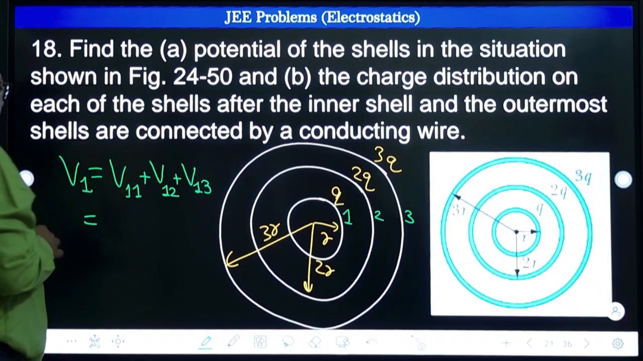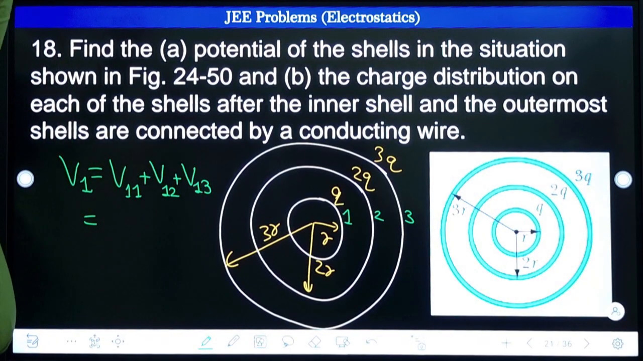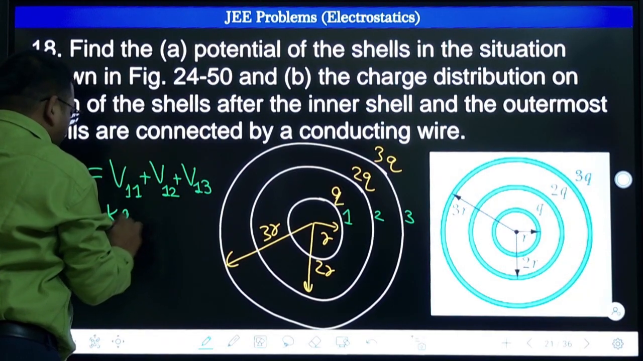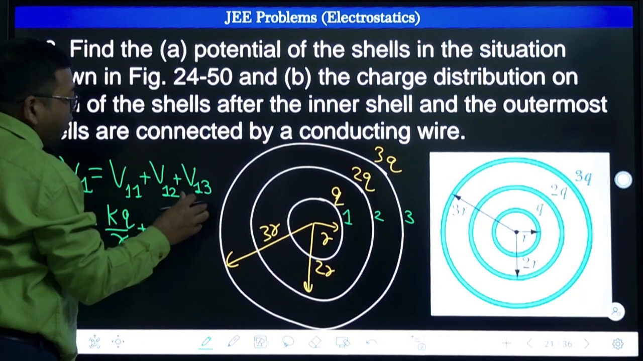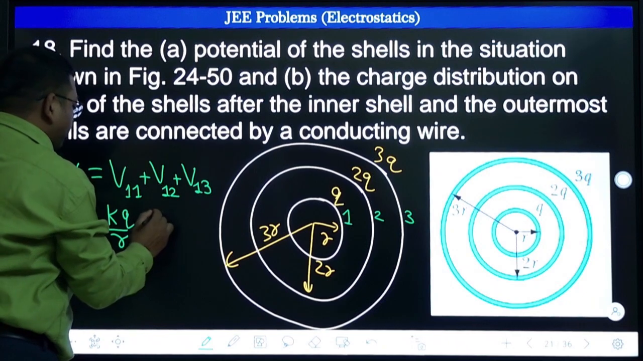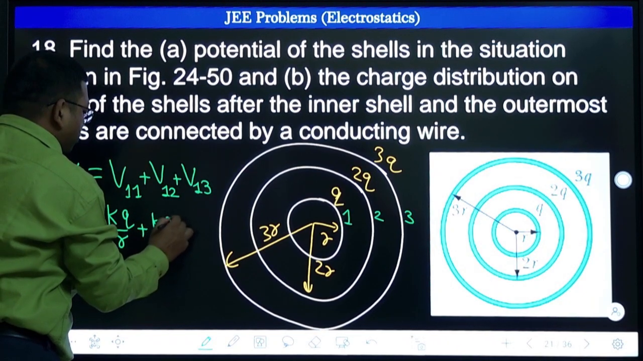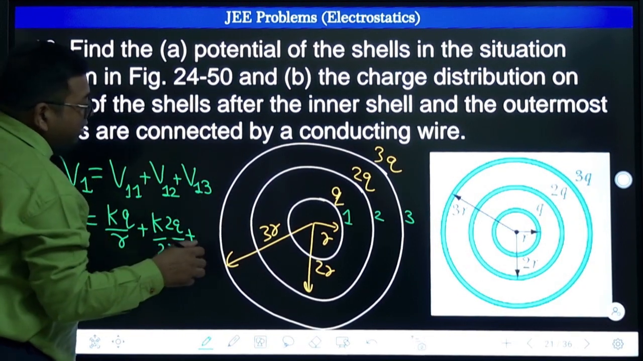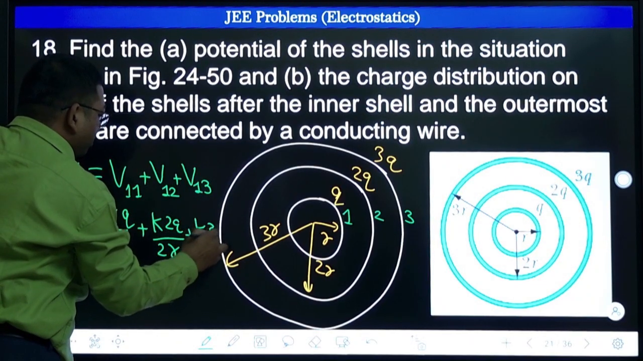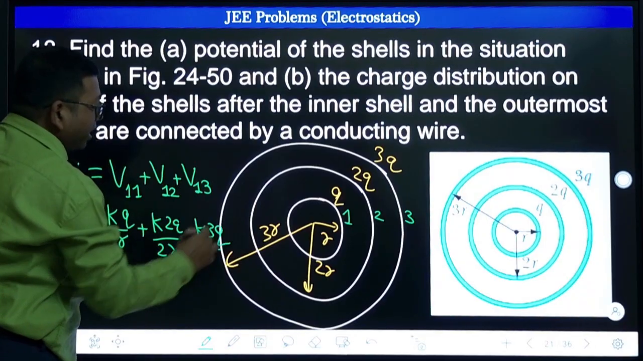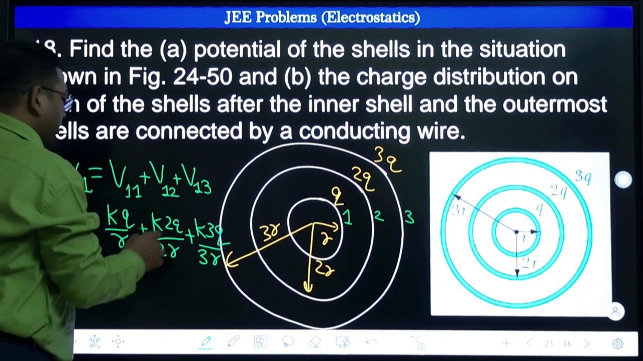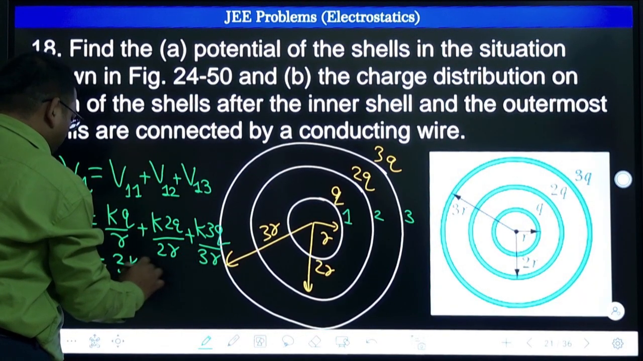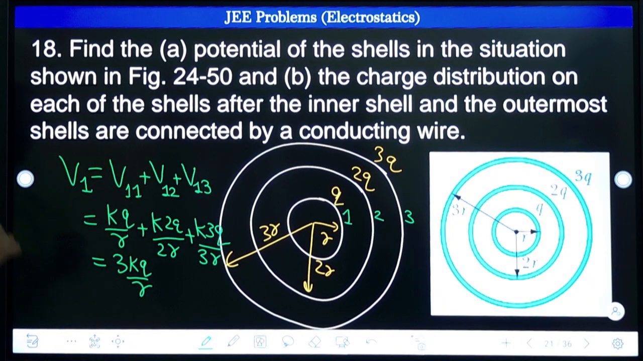Now let us solve this. Let us calculate this, right? So potential on 1 due to itself will be kq by r, plus on 1 due to 2, since it's an inner point, k times the charge 2q divided by that radius which is 2r, plus due to the third one, again this is an inner point, so k times 3q by radius 3r, right? So 2 will get cancelled, 3 will get cancelled, so this will come 3kq by r. That will be the answer, first part.